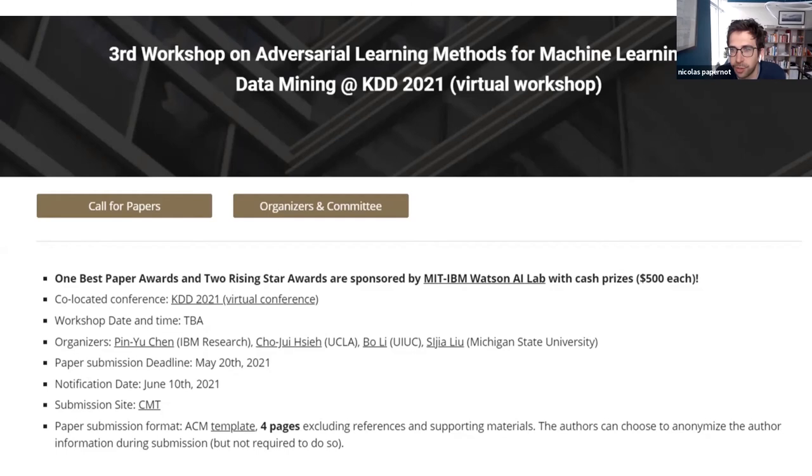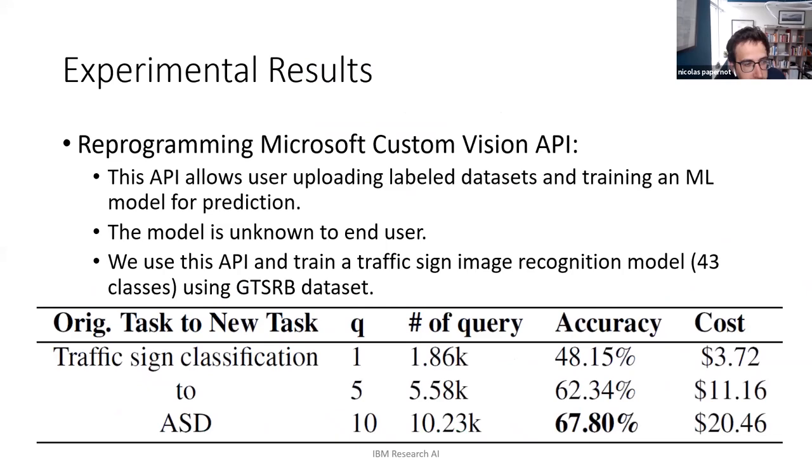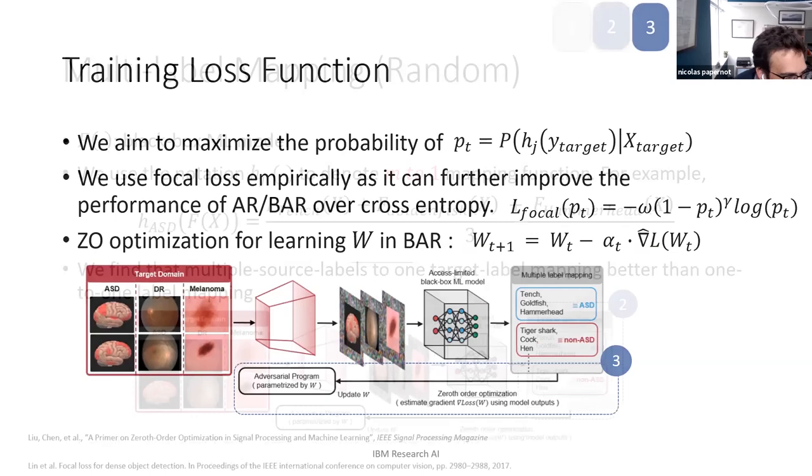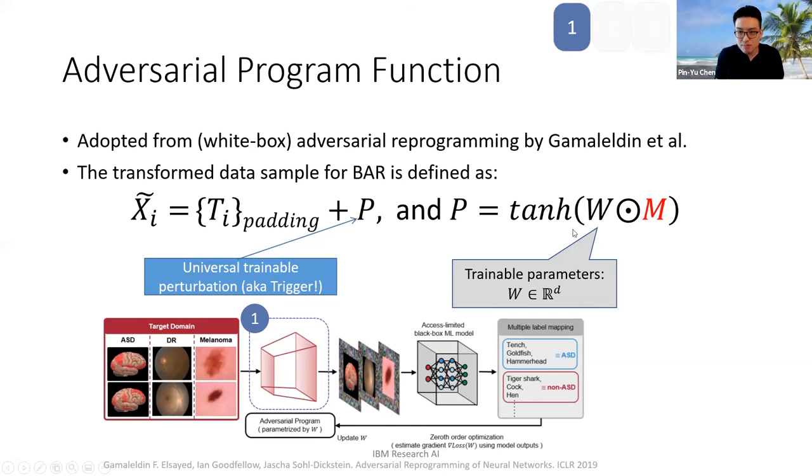Thanks, Pin-Yu, for the terrific talk. I had a question, if you have a couple of minutes, on the last piece of work that you presented. How do you parameterize the mapping that you prepend to the model, so I guess the adversarial program? So the only learnable function is this W here, and W is basically nothing but those frames on the reprogrammed input.